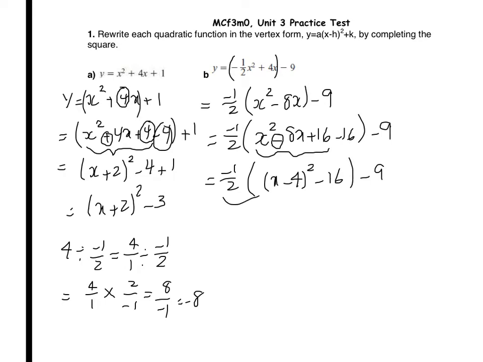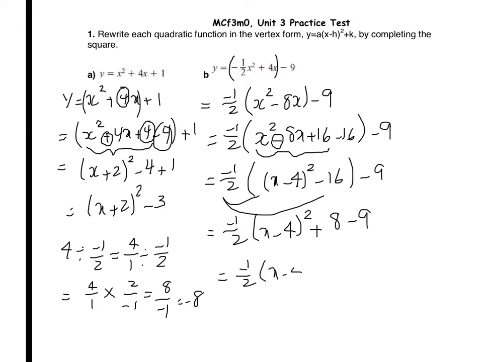Now I'm going to expand negative 1 over 2 inside the bracket. I get negative 1 over 2 times x minus 4 squared. Negative 1 over 2 times negative 16 gives you 16 over 2, which is 8, minus 9. And then this gives you negative 1 over 2 times x minus 4 squared minus 1.